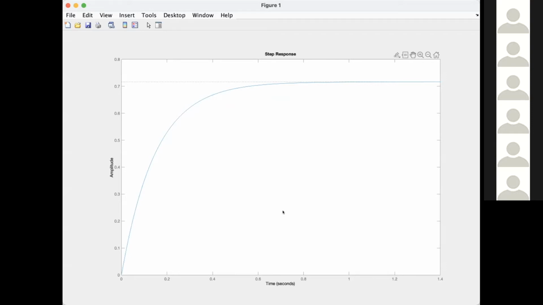Okay, understood, Prof. Aisyah Akram. Yes, Prof. How do you identify from the graph the rising time, settling time, and time constant from the given graph here?